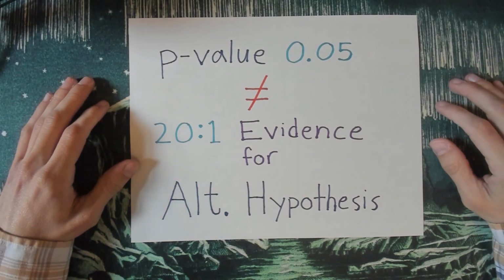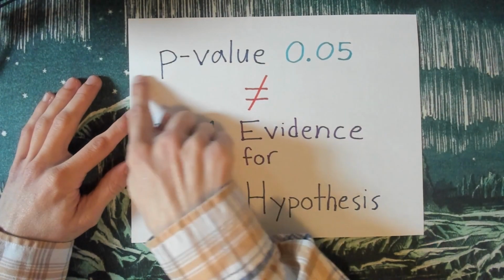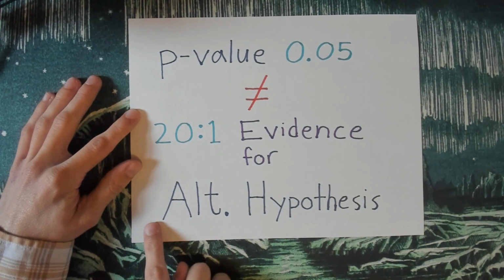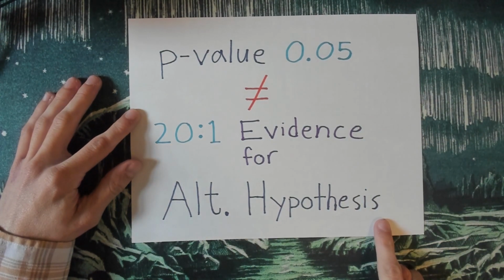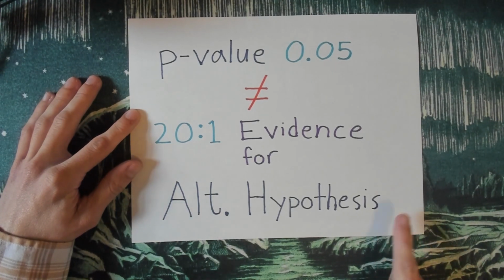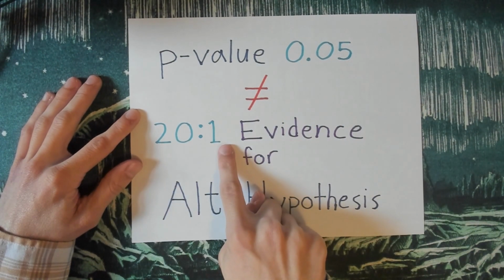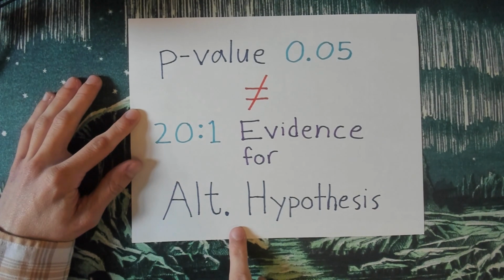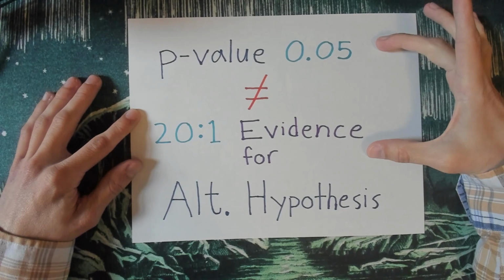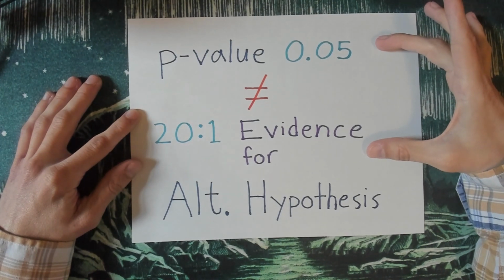Hello. How much evidence, at most, does a given p-value provide for the alternative hypothesis over the null hypothesis from a Bayesian point of view? Now, some people might think that a p-value of 5% would be something like 20 to 1 evidence in favor of the alternative hypothesis over the null hypothesis. But that is definitely not the case. In fact, p-values are generally a lot weaker than you might think. And we're going to talk about this.